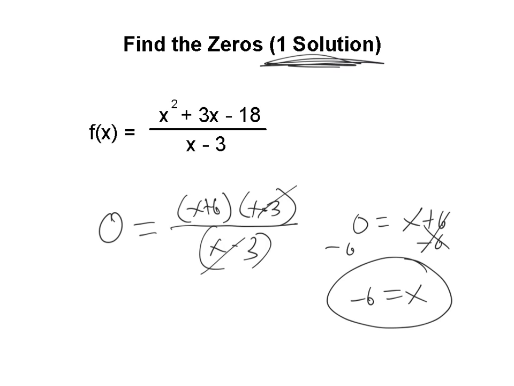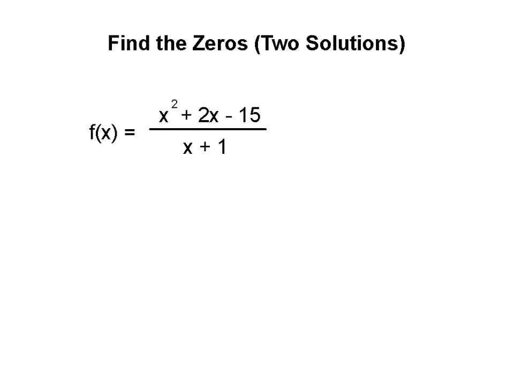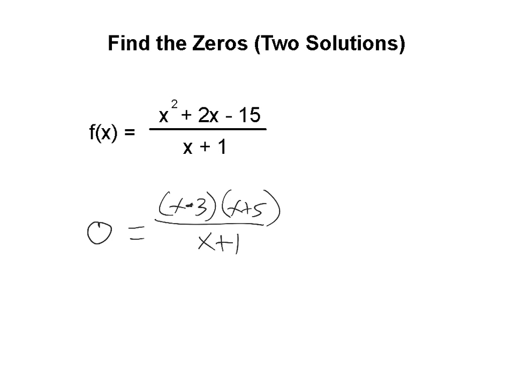Let's look at one that has two solutions. Okay, this one they want us to find the 0. This one's going to have two solutions. That can happen too. So let's replace the f of x with 0. Let's factor this one. Let's see, negative 3 and 5 should give us that negative 15 and then add up to 2, right? And this is x plus 1 here.